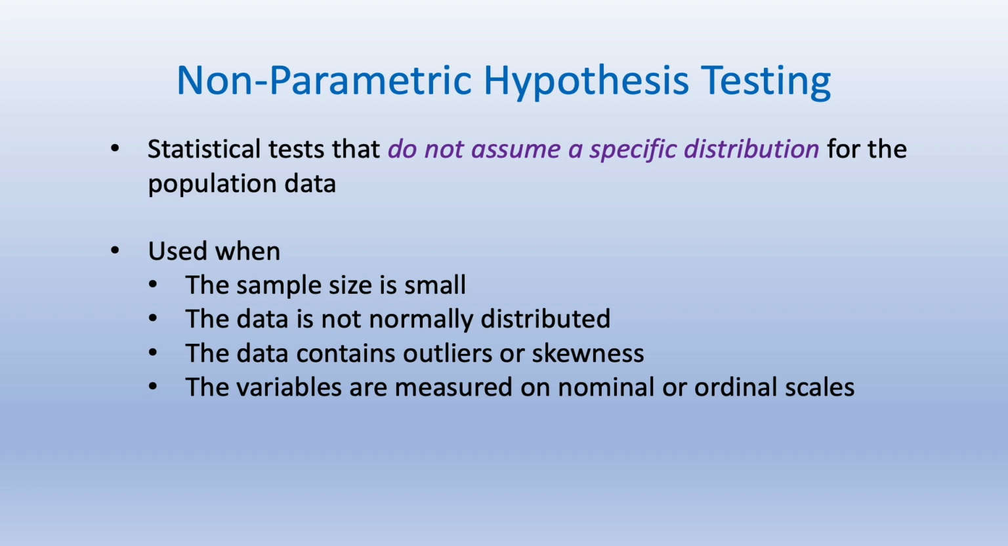Non-parametric tests are particularly useful when the sample size is small, the data is not normally distributed, the data contains outliers or skewness, or the variables are measured on nominal or ordinal scales. For example, in cases where customer satisfaction is measured using Likert scales, or preference rankings are collected, or categorical responses are collected using a questionnaire. In applied research, these situations are very common, especially in social sciences and management studies.